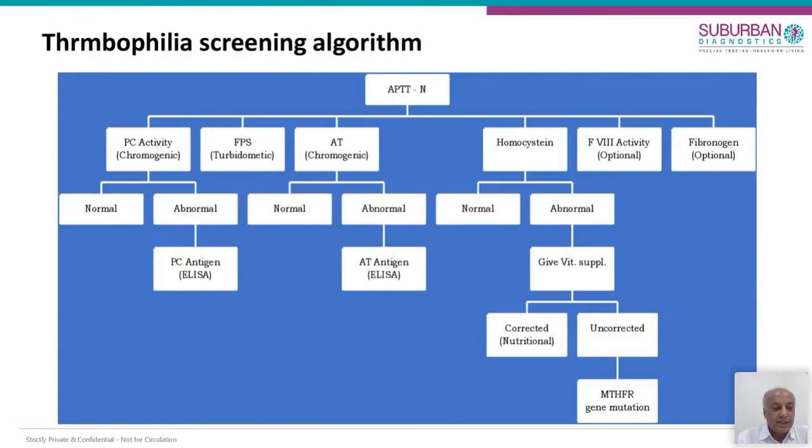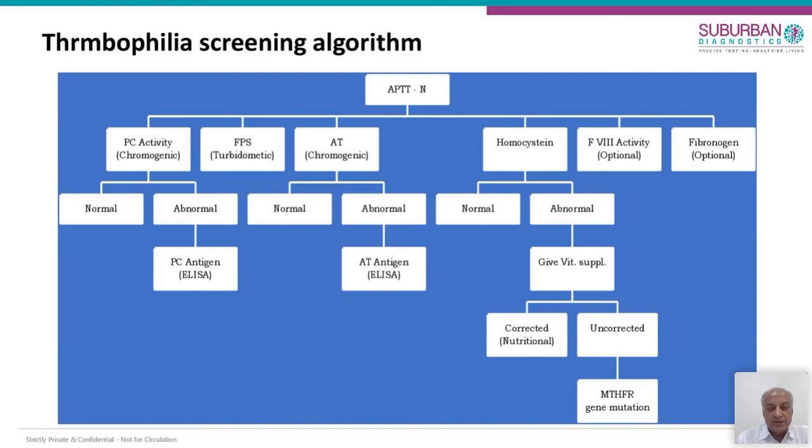Going forward, protein C activity, if normal, it's okay. I mean, patient is not deficient. Abnormal, then do also a protein C antigen level by ELISA to characterize the deficiency correctly. Free protein S, okay, done. Antithrombin, if normal or abnormal, then if it is abnormal, then again do an antigen assay.